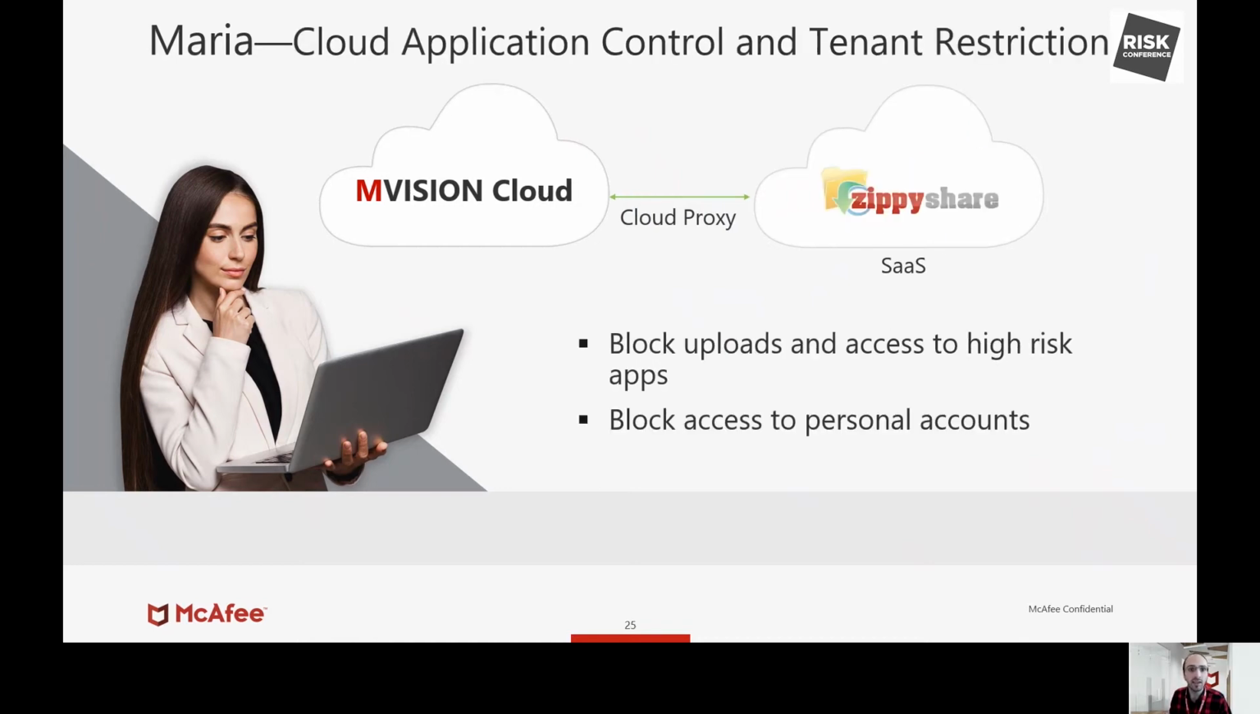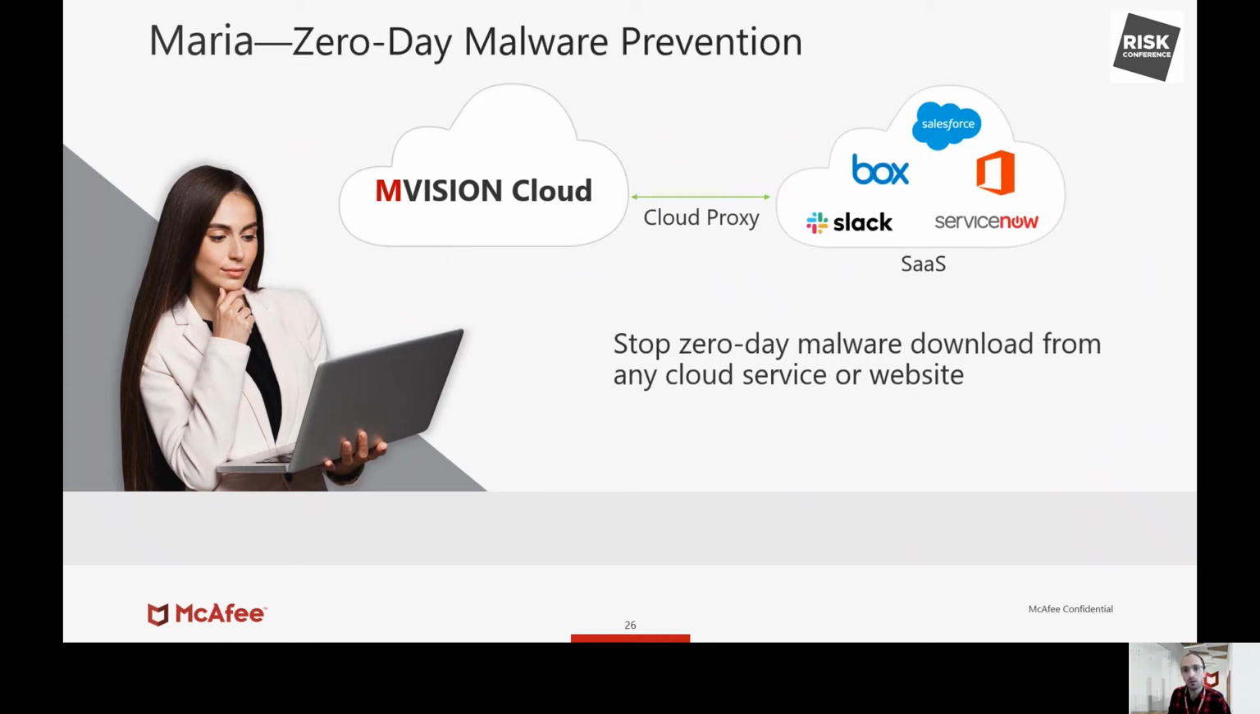Cloud application control and tenant restrictions. If Maria wants to use her own personal Office 365 account, for example, to modify documents or to upload these documents for work to maybe ZippyShare, she will get her action blocked by the Cloud for Work proxy, since we can restrict the usage of tenants that are not compliant with corporate ones. So if she's not using the corporate tenant and she's using her own account from Office, for example, we can block that as well. And we can enforce any type of this action directly on the user traffic.